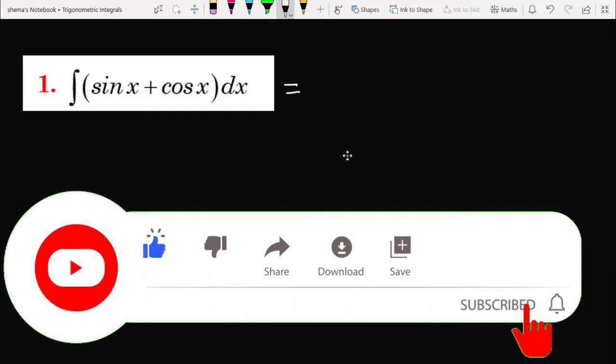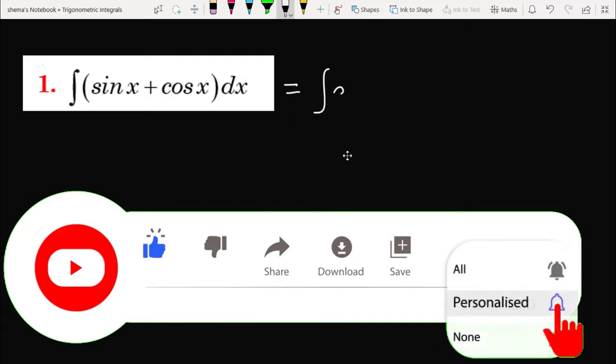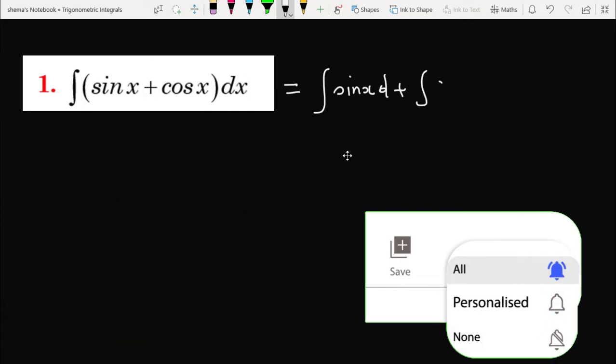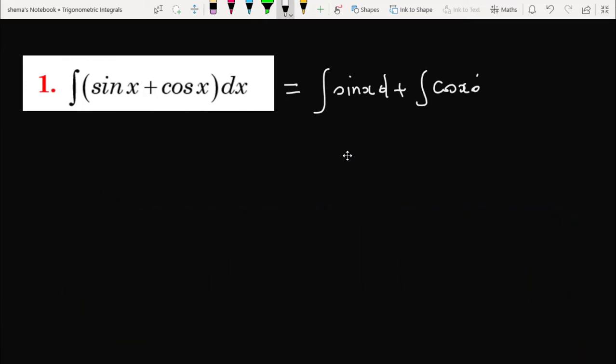Here we integrate each integral separately like this. dx to get negative cosine x plus sine x plus c. Why? Because of this.